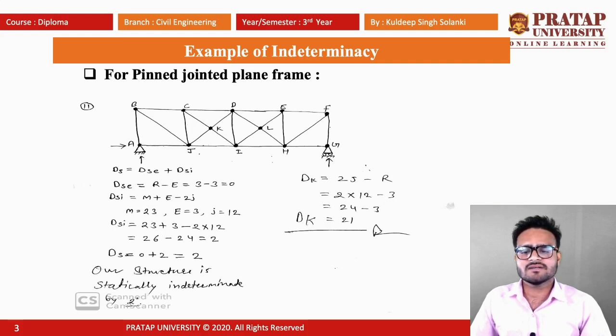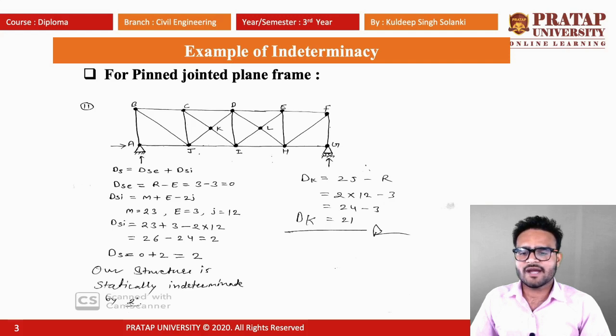And e is the equilibrium equation. There are 3 equilibrium equations available. And j is the joint. How many joints are available? In this case, we have 12 joints. We can count A, B, C, D, E, F, G, H, I, J, K and L. This is the 12 joints. So put the values of m, e and j in the formula, and after calculating, we get the value of dsi is equals to 2.